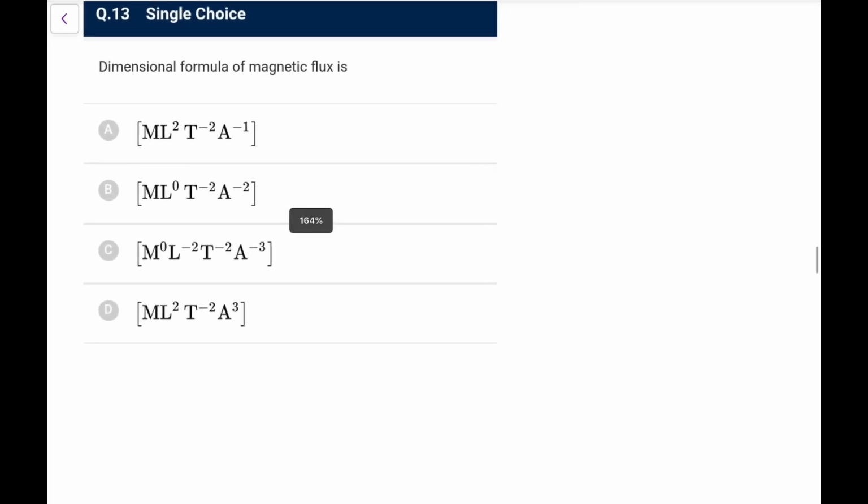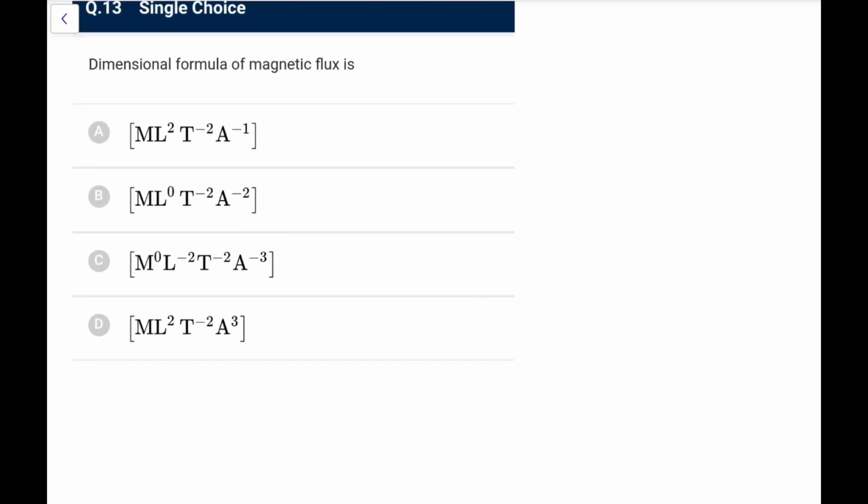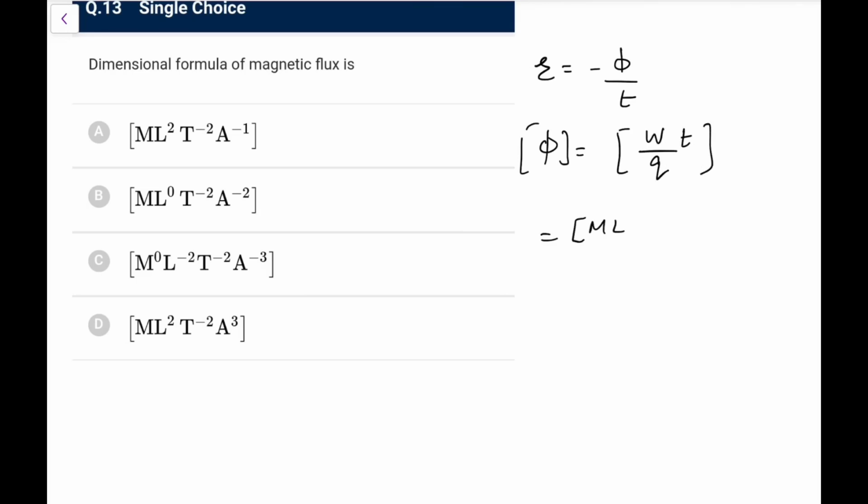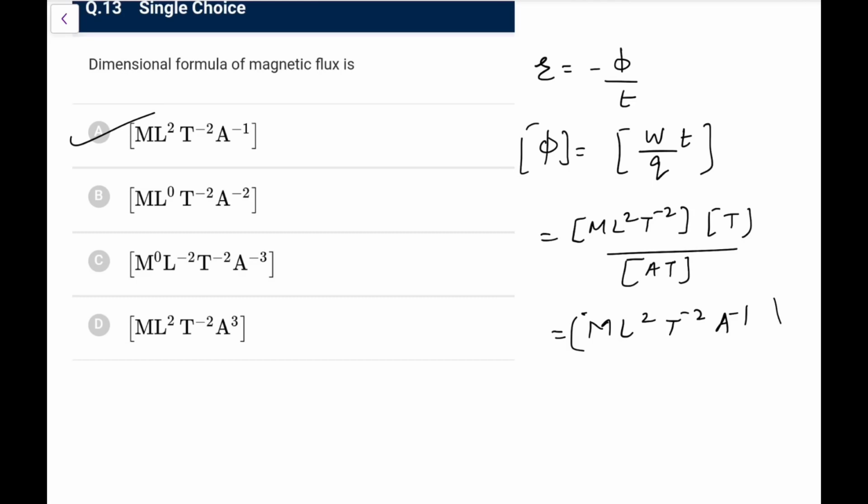Next one, dimensional formula of magnetic flux. This is the same question we had today also. So I use the Faraday law. E is minus delta phi by delta t. So E is minus phi by t, you can write. So the dimension of phi would be E into t. E is work done per unit charge, into t. Now work, you know, is ML2T minus 2, and the charge is AT. So what we are left with is ML2T minus 2A minus 1. Go for option A in this particular case.